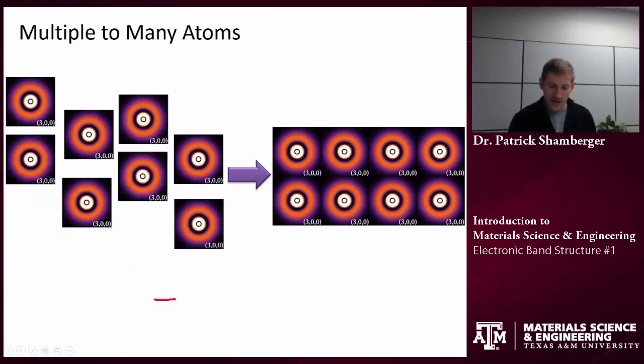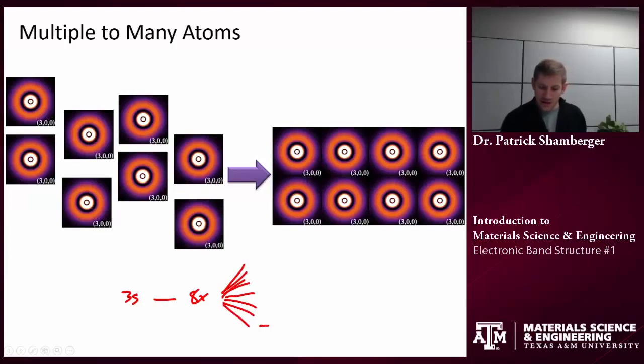atoms, I would start off with 8 3s orbitals, which are, remember, if these atoms are individual, they don't see each other, all those 3s orbitals are exactly the same energy level. When they start to interact, they start to split. And so now I'm going to have 8 potential energy levels.